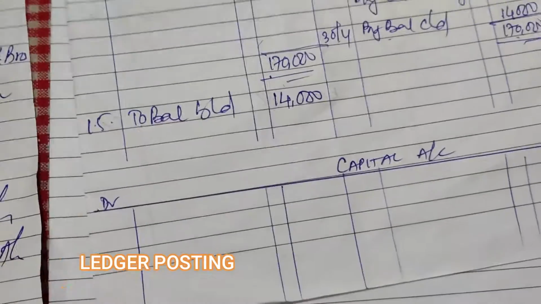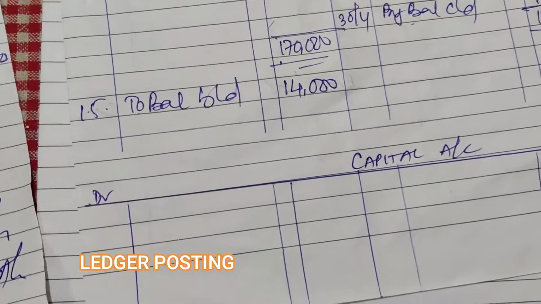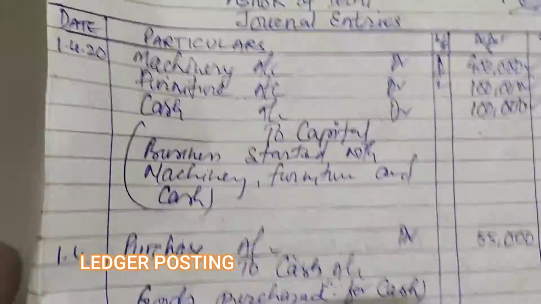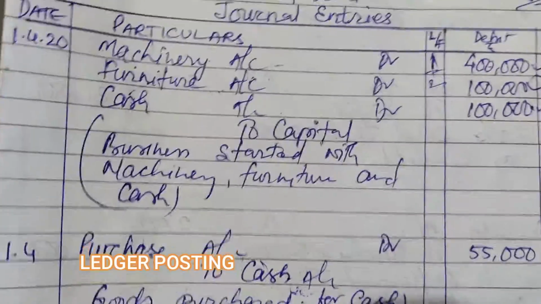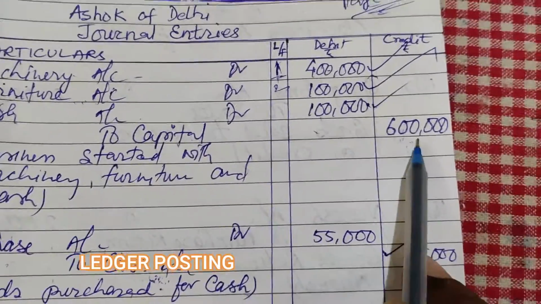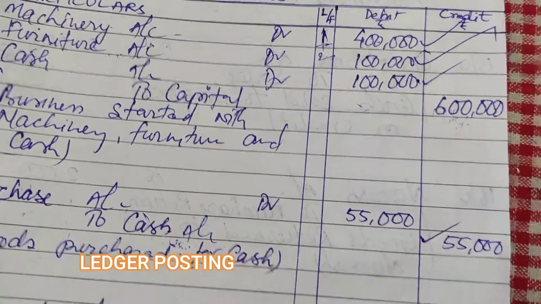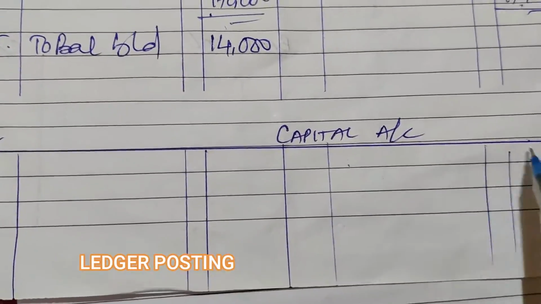The capital account is only a very small account. First, we have already done the entry for machinery account debited. The capital account is created here. How much is the capital created? Capital is created, 6 lakh. So go to the credit side of capital and write the capital created as 6 lakh.